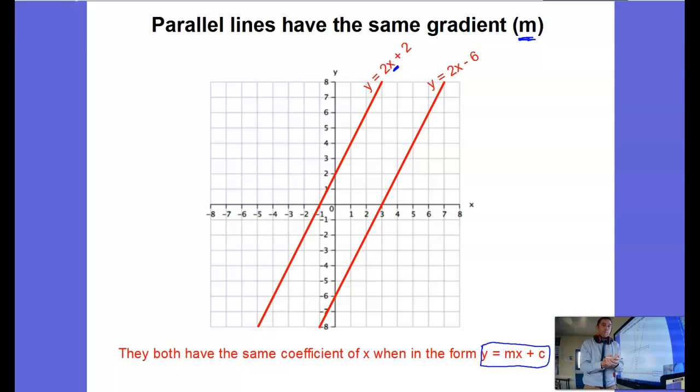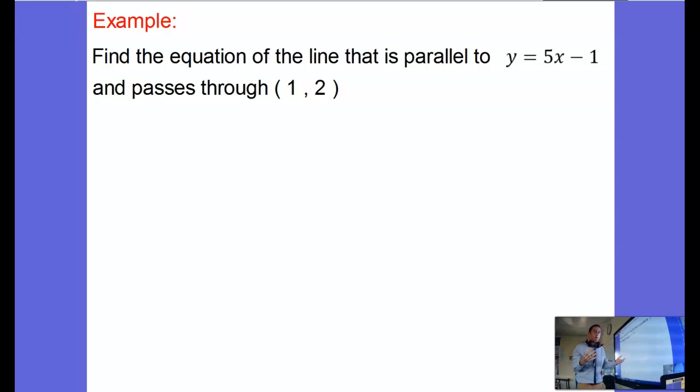If it's a parallel line, immediately you have some information that tells us the coefficient of x if we're writing it in the gradient intercept form, y equals mx plus c. Parallel lines, same gradient, simple. Let's look at the sort of applying that.